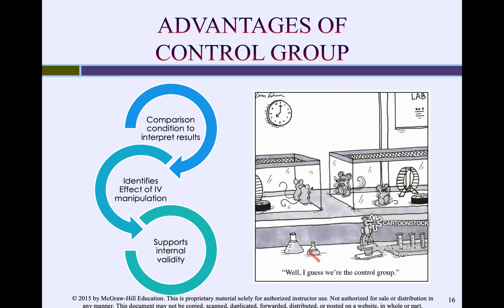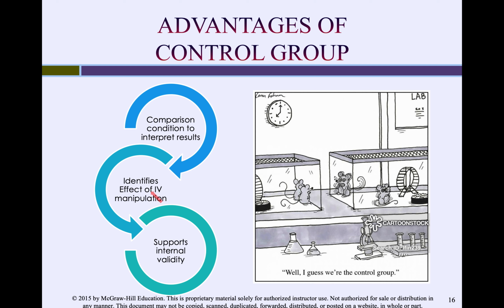But the advantage of these quasi-experimental designs is that even though you can't randomly assign and randomly select people, you can still pull a convenience sample. You can still have people in two different groups, these control groups. You can still make some comparison conditions to interpret the results. You can actually identify the effect of the independent variable manipulation because you have one group that received that independent variable as part of the treatment and the other group did not.